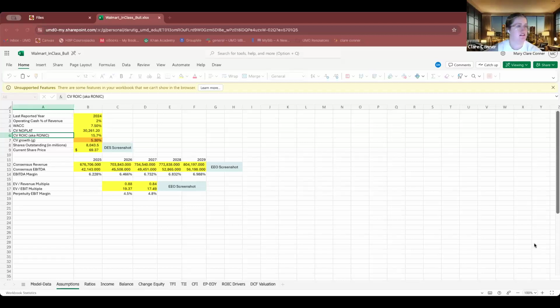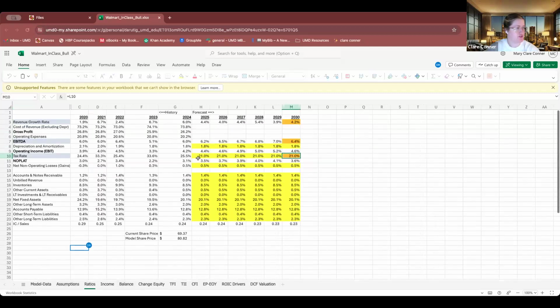All right. We are in the bull sheet now. So we also have a Google Doc with it. So we shifted the tax rate to 21% because what did we say? Because Walmart is already paying over the corporate tax rate. We just kind of assumed that they would continue to do that, even if it drops to 18%, I believe was the proposal.